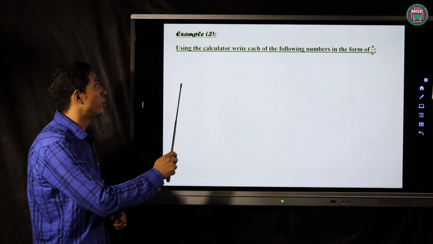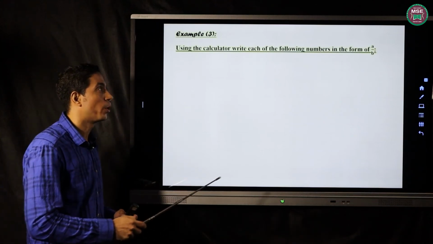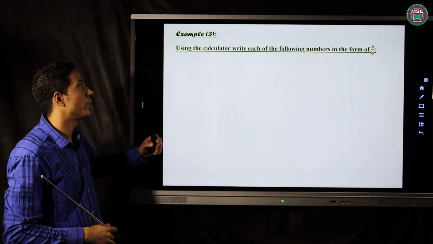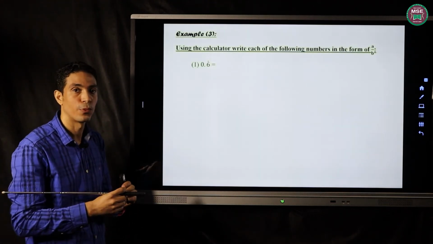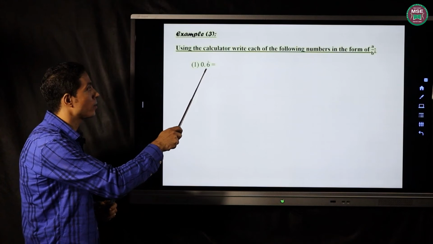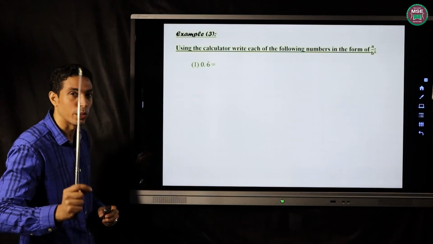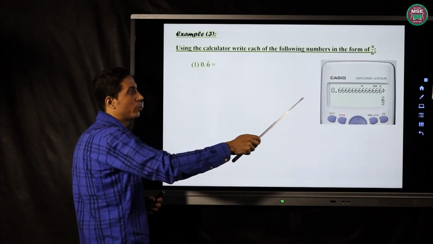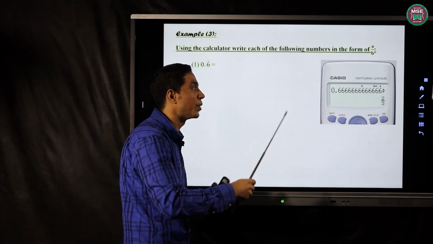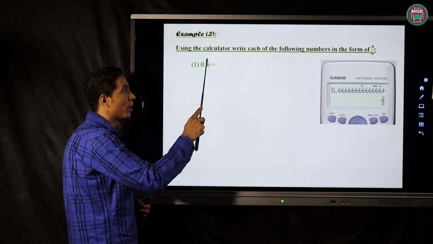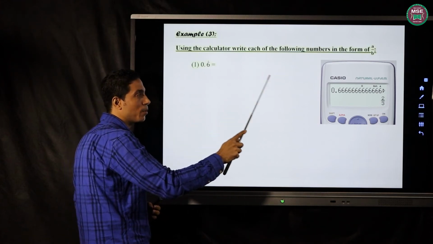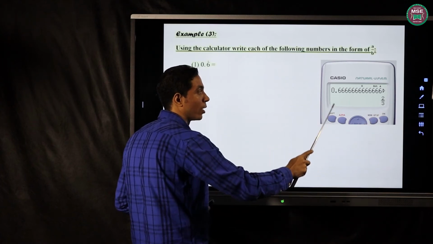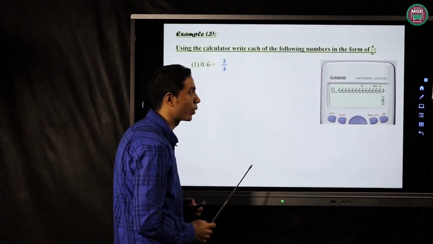Example number 3, using the calculator to write each of the following in the form of a over b. He wants me to write each of these numbers as fractions. 0.6 with a dot above the number 6. This dot means that the number 6 is repeating. 0.6 with the dot above the 6 equals 0.6666 and so on. We can use the calculator. It will equal 2 over 3.